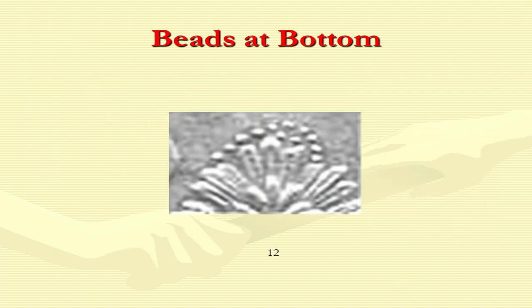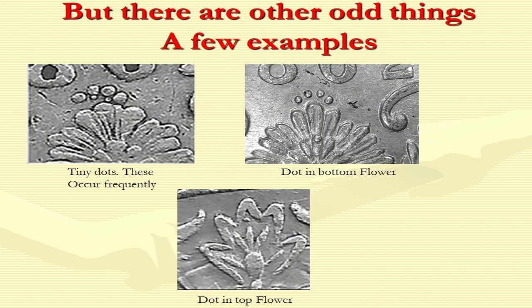Here's one with 12 dots, bit of a blurred photo, but you can see it's slightly different. The dots go all the way around there, and then there are 2 more there. There are also a few other odd things that we find with these dots. So first thing, tiny dots. So you can see here, tiny dots.